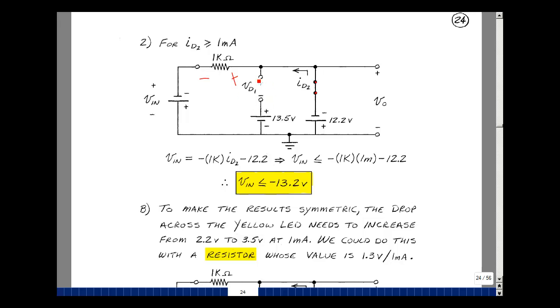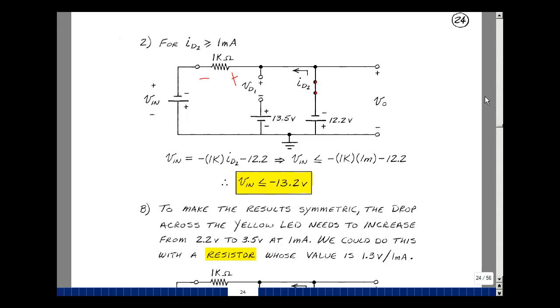We should check that diode D1 is off. Let's find the voltage across. It's going to be this node voltage, which is minus 12.2 minus 13.5, which is a negative number. Diode D1 is definitely off. This is kind of an alarm system. It tells you whether a voltage is a certain size, positive or negative.